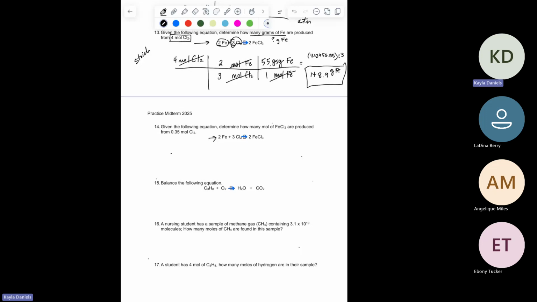All right, 14 is similar. How many moles of FeCl3 are produced from 0.35 moles of Cl2? This one's just a one-stepper. We're just going from moles to moles, so we just need to mimic that first step we did in the last problem. We're going to start with 0.35 moles of Cl2.